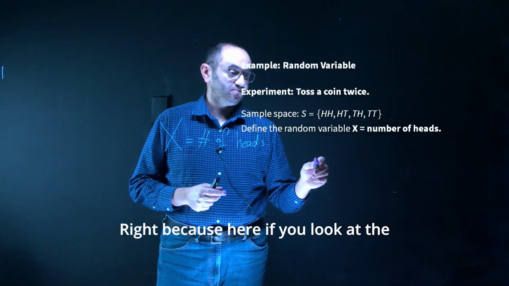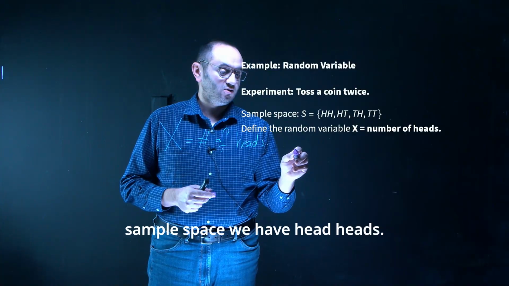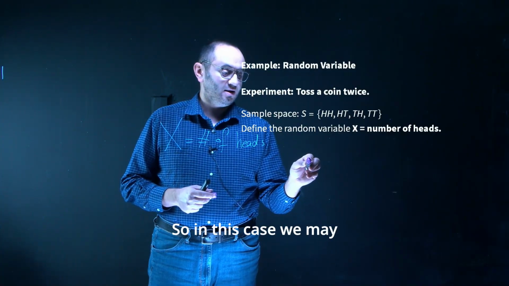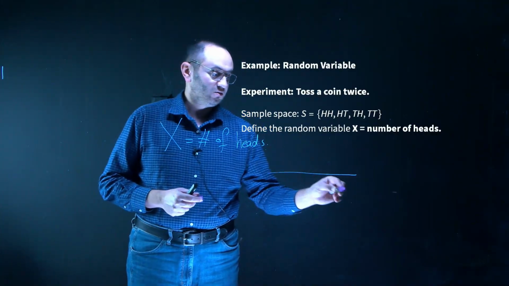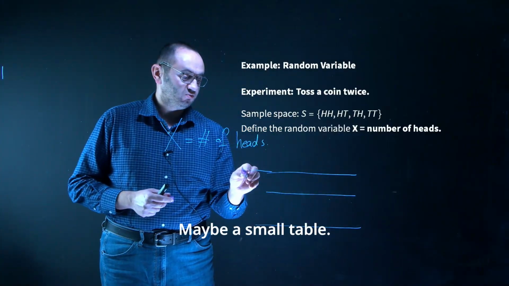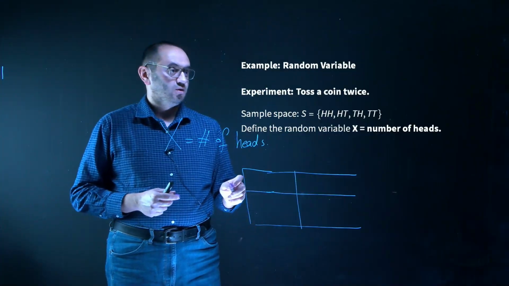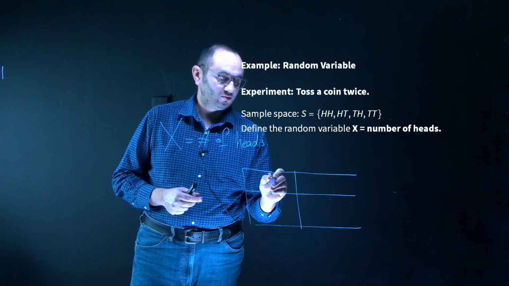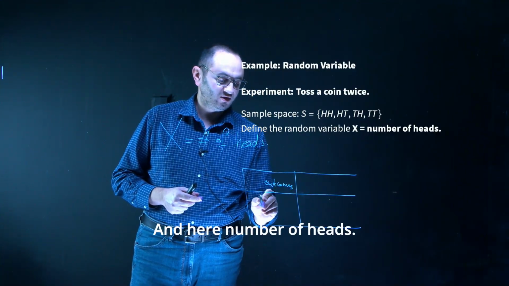Because if you look at the sample space, we have head, heads. So in this case, we may define something like this. Maybe a small table, with the outcomes, and here, number of heads.